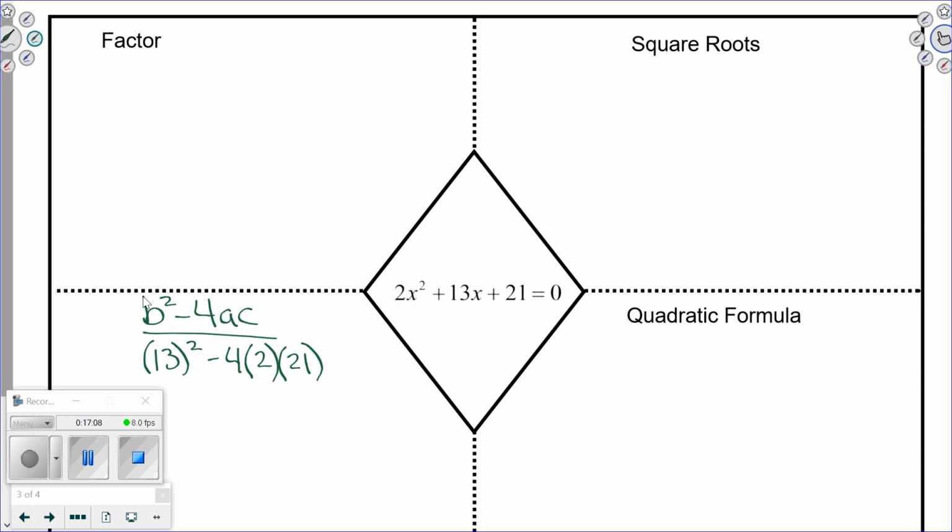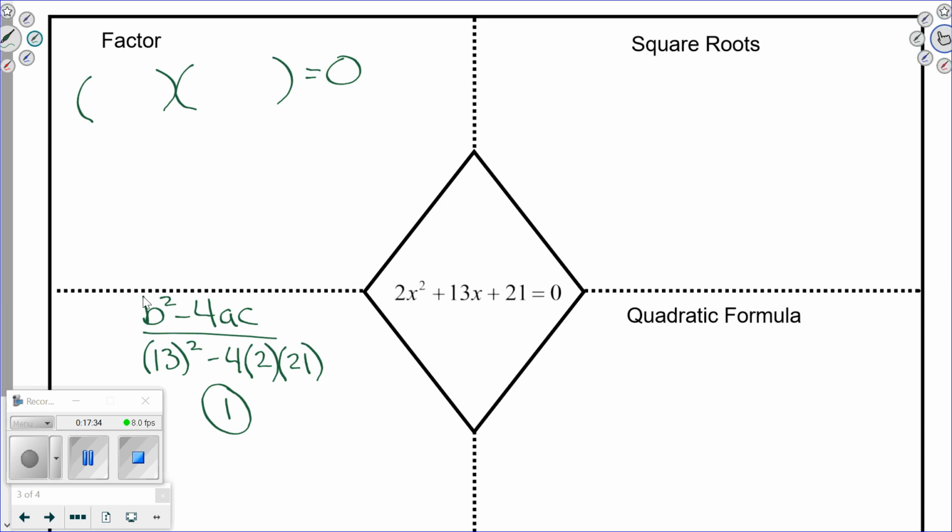And what do we get? 1. Is 1 a perfect square? Yeah, because what's the square root of 1? It's just 1. So yeah, that means since this is a perfect square, it will factor. All right. There is no GCF, so I went ahead and just set up my parentheses then, but you always want to check for the GCF.